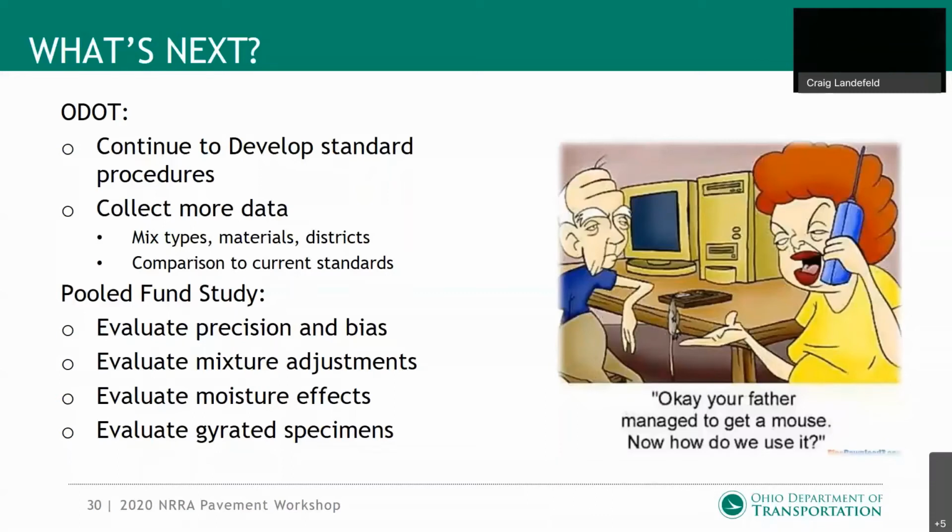We're a member of the pooled fund study looking into the equipment, and we've got some goals there of evaluating precision and bias and some effects of mixture adjustments and moistures on a few of the tasks that we're looking into. And we're real excited about it. We think that the equipment has a lot of potential, and we think we're doing well with it. We think that there's some other things that we need to iron out as far as details, but we're hopeful that pretty soon we'll be able to sell a pilot project utilizing the equipment.